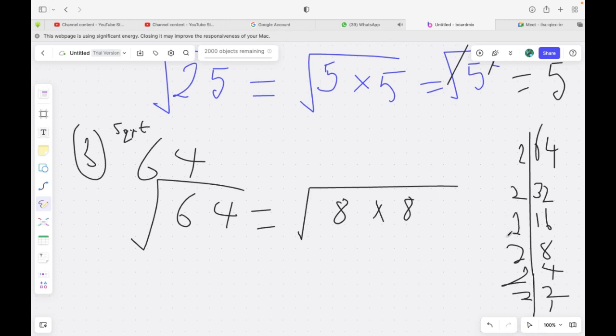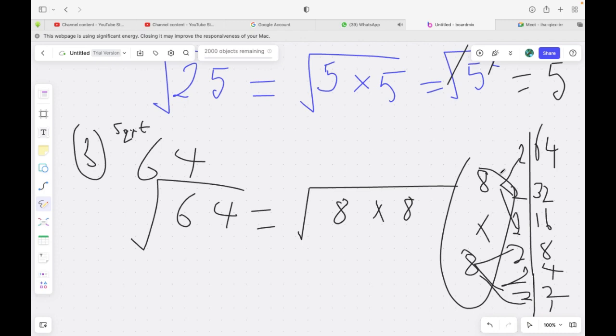2 times 2 times 2, 2 times 2 times 2, that's 6 places. So here I have this times this times this, right? Which is 8. 2 times 2 is 4, 4 times 2 is 8. You also see here 2 times 2 times 2, this other one, is another 8. So 64 is simply 8 times 8.